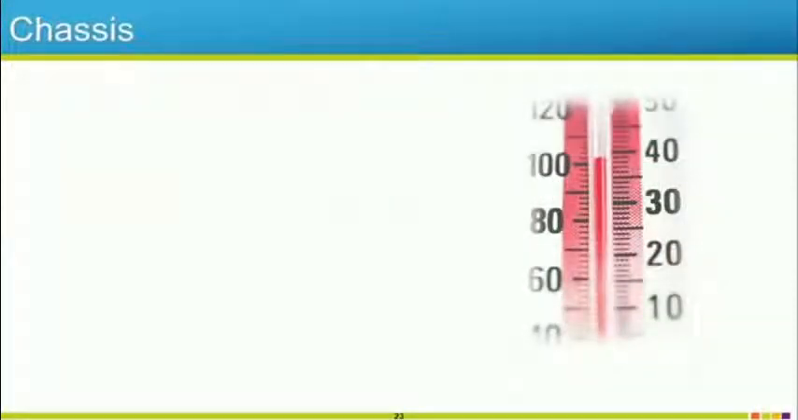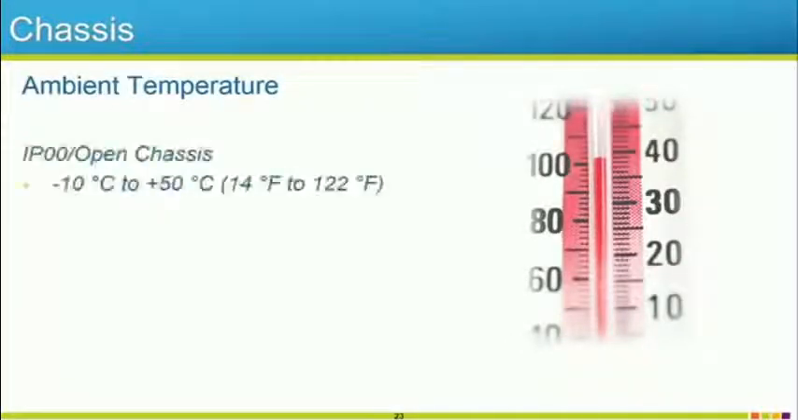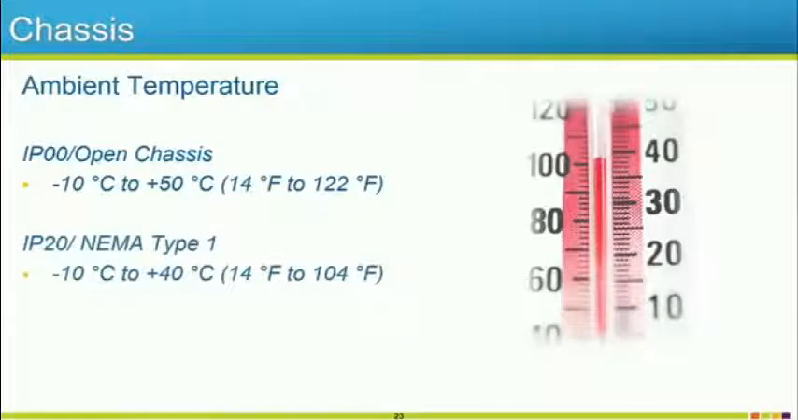The R1000 comes in both open chassis and NEMA Type 1 enclosures. The IP00 or open chassis type units can operate in an ambient temperature of -10 degrees to 50 degrees Celsius. The IP20, also known as NEMA Type 1 chassis units, have an ambient temperature range of -10 degrees to 40 degrees Celsius. Additional environmental specs can be found in the R1000 technical manual.